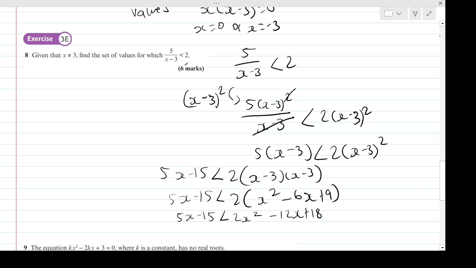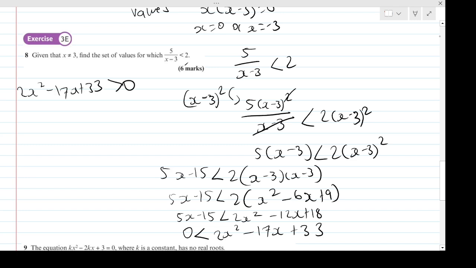Then I'm going to move all this to the right side because there's a lot more stuff on the other side. So I'm going to get 0 is less than 2x squared. Take away 12x, take away 5x, take away 17x. Add 15, add 18, you get plus 33. But then I can simply just reverse the ordering, right? I can switch the sides around to get simply 2x squared minus 17x plus 33 is actually greater than 0. Okay, and there we are.